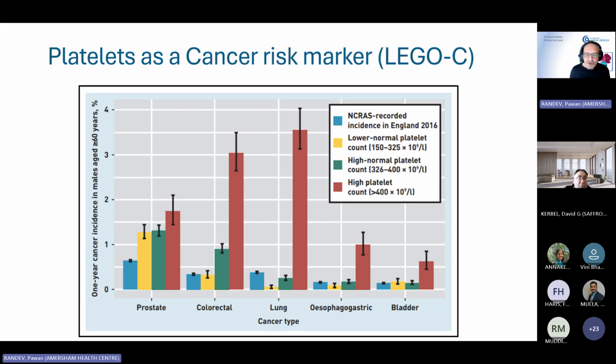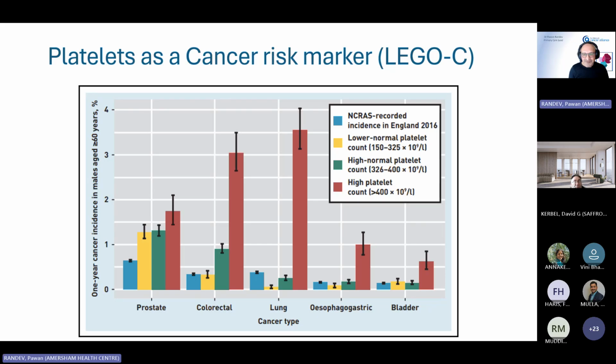And when you look at the red bars and you go across and look at colorectal, look at the red bar there. A high platelet count, which is the red bar, greater than 400, hits that 3% mark. And if you look at lung, a high platelet level greater than 400 goes to 3.5%.